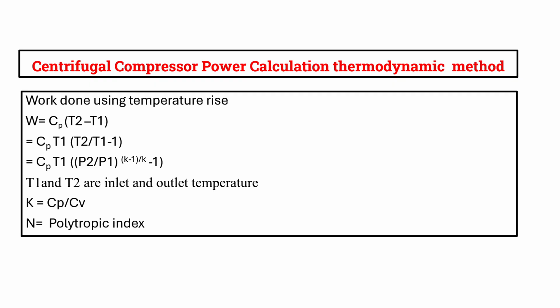So Cp T1 times (P2 by P1) to the power (k minus 1) by k, minus 1. Here k is the specific heat ratio and n is the polytropic index. So this is the formula used for calculating the work done by a centrifugal compressor.